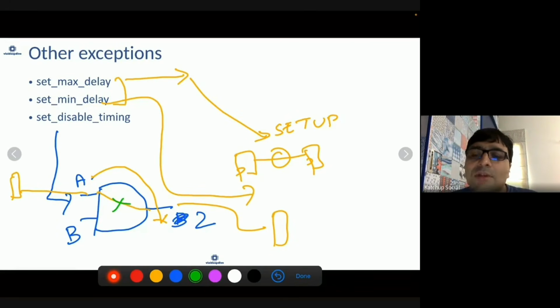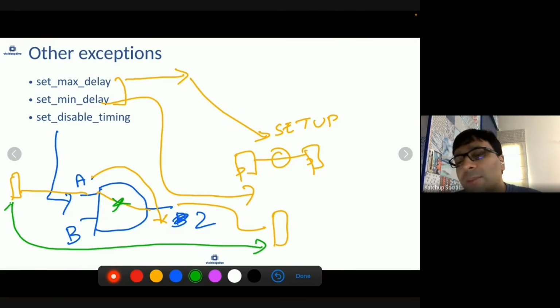Set disable timing is typically used for cells to disable certain arcs. Set false path is used to say don't meet timing on these paths. So typically set disable timing is used for arcs, although you can also make a path false using set false path. For example, if you disable this arc, the path between these two flops will not be timed. But typically, as a good principle, set disable timing should be used for disabling arcs, and set false path should be used to make the path false and not meet timing.